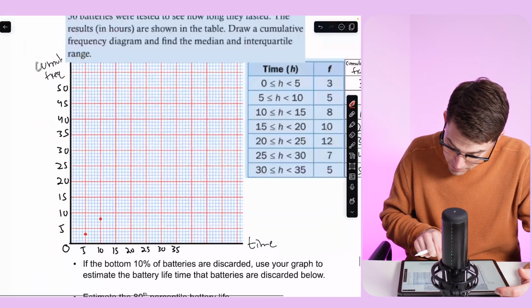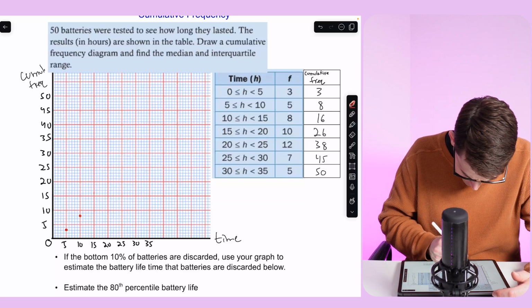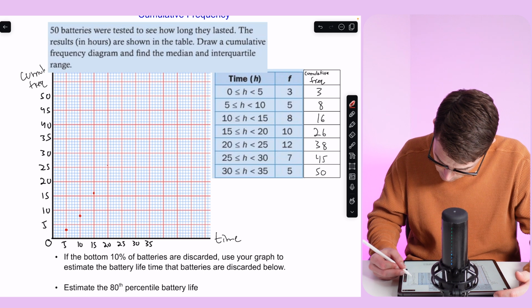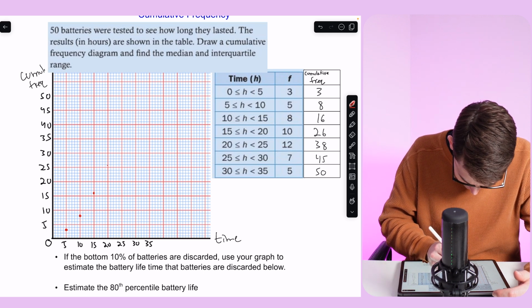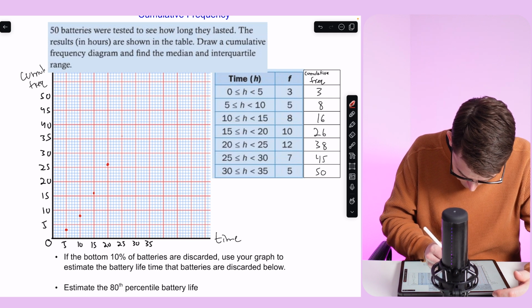Then, as you can see, I'm kind of going through from 10 to 15. So at the end of 15, I have 16. So go 15, go up here to 16. Then 15 to 20, I'll have 26. Then I'll have 38 at the end of 25.